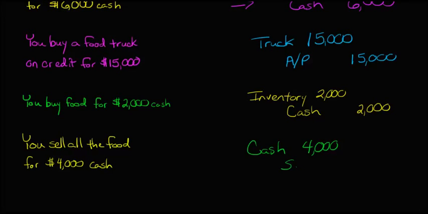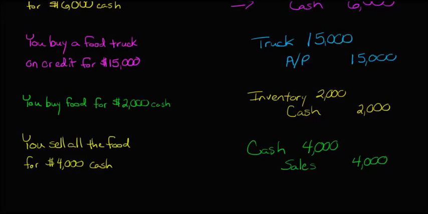So what do we do with that? Well, we're going to credit sales for $4,000. Now, why are we crediting sales? Well, remember that sales increase equity. And equity is on the right-hand side of that accounting equation. Credit means right. So because it increases equity, increases in equity are reflected with a credit. So we debit cash for $4,000 and we credit sales for $4,000.